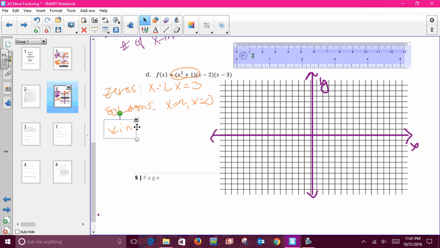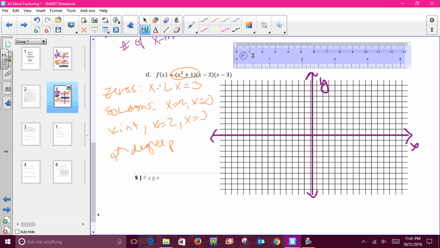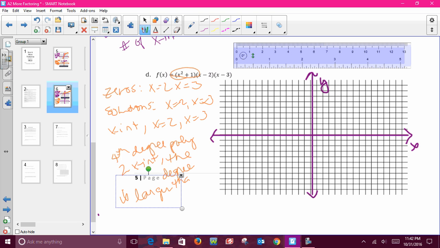My x-intercepts are x equals 2, x equals 3. And this would be a 4th degree polynomial with 2 x-intercepts. So the degree is larger than the number of x-intercepts.